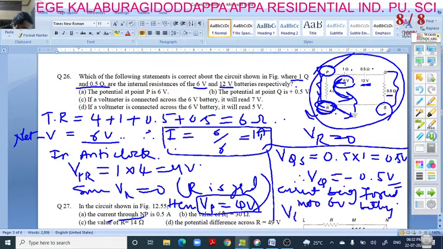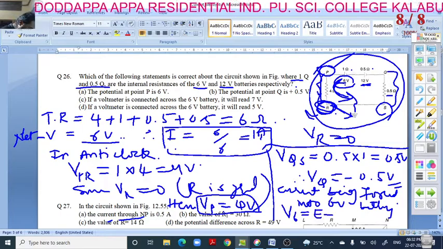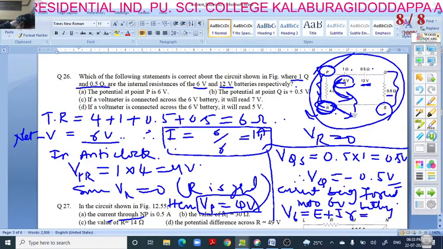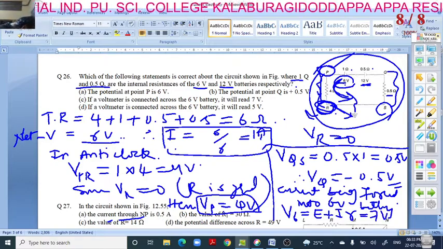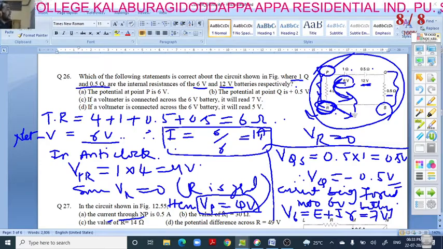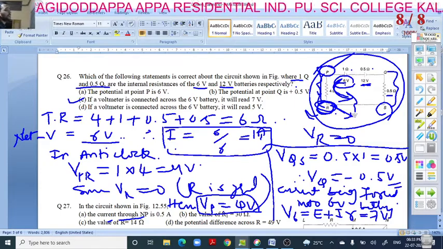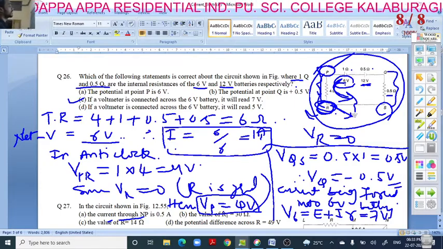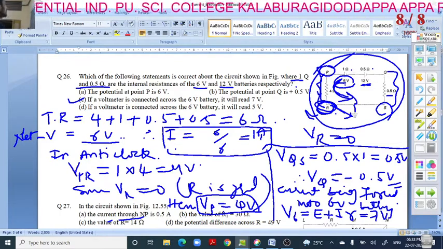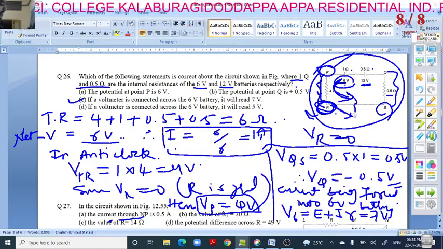So potential at 6 is equal to opposite V plus E plus IR formula. So use this formula and substitute the values. 7 volt we will get here, 7 volt, right? So that our option is third option. If voltmeter is connected across the 6 volt battery, it will read 7 volt, right? Okay, I hope you are getting this. Next.